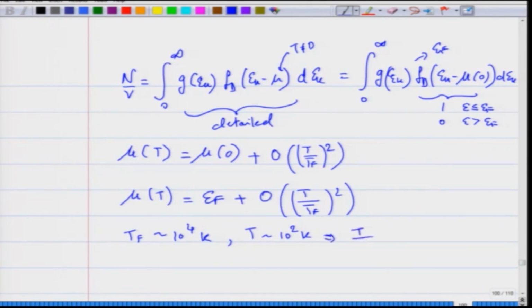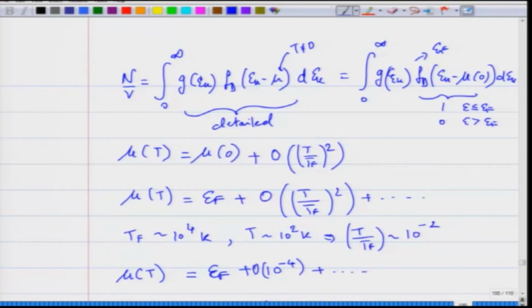Even then the T by Tf is just 10 raised to minus 2. Of course, there are higher order corrections, but this is the leading order term. You will get T by Tf the whole square, and then there are higher order corrections. But just the first correction to the chemical potential at a finite temperature is T by Tf, the whole square, which is of the order of 10 raised to minus 4. So, therefore, this term at a finite temperature is EF, the Fermi energy, which is the chemical potential at 0 temperature, plus a term of the order of 10 raised to minus 4, because it is T by Tf the whole square, and then you will have of course much smaller terms.